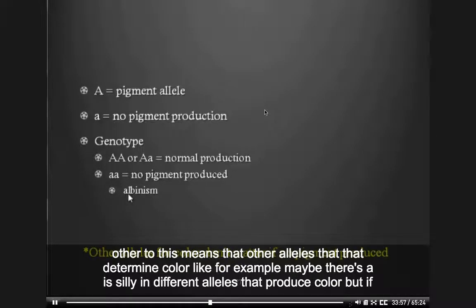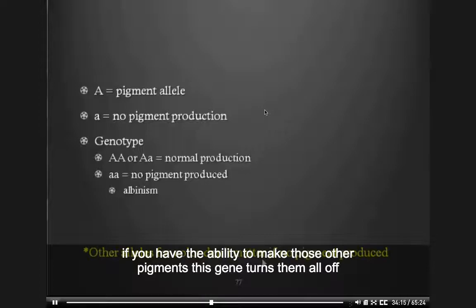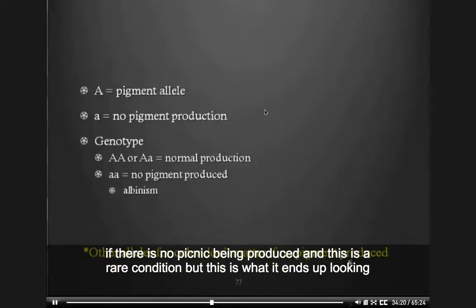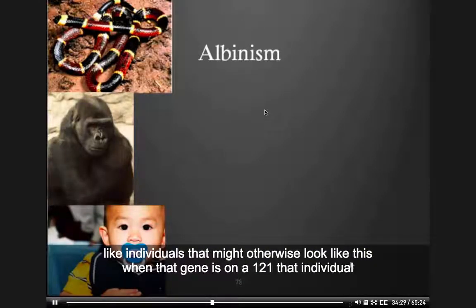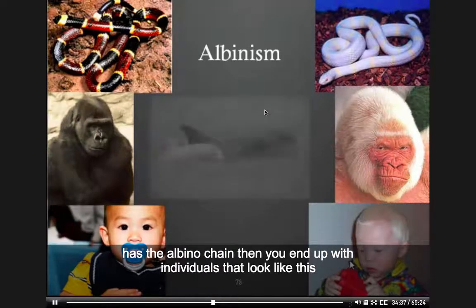Now, this means that other alleles that determine color, like for example, maybe there's a gazillion different alleles that produce color, but if you end up with a little a for this particular gene, it doesn't matter if you have the ability to make those other pigments, this gene turns them all off, and so all other alleles for color don't matter if there is no pigment being produced. And this is a rare condition, but this is what it ends up looking like. Individuals that might otherwise look like this, when that individual has the albino gene, then you end up with individuals that look like this.